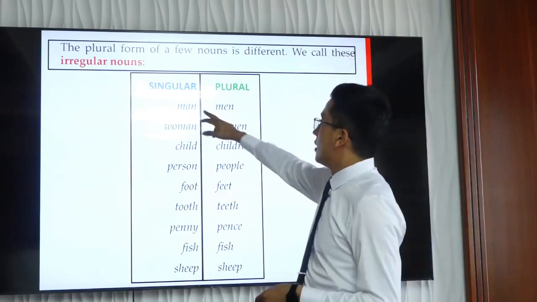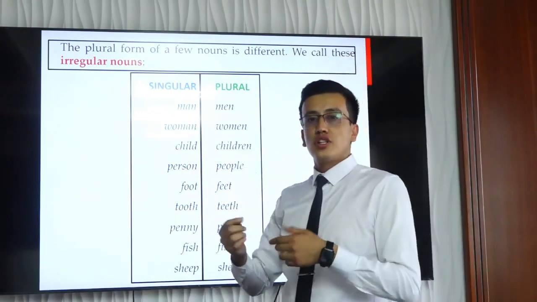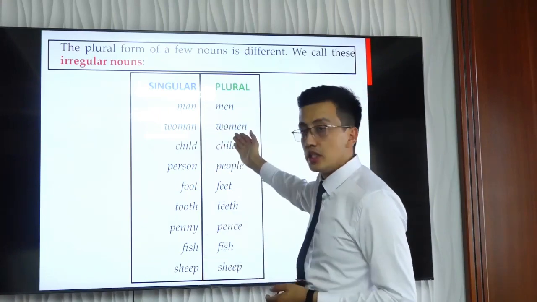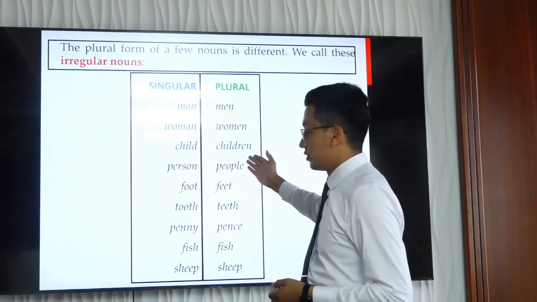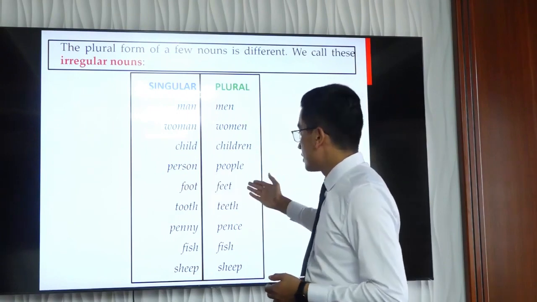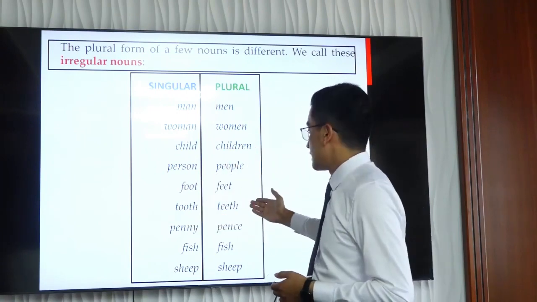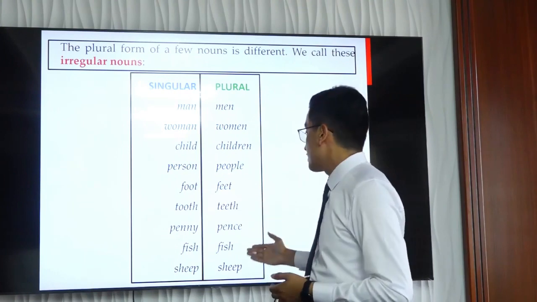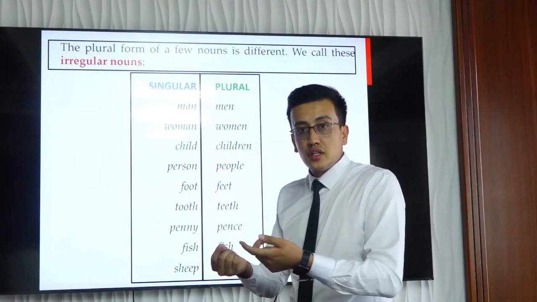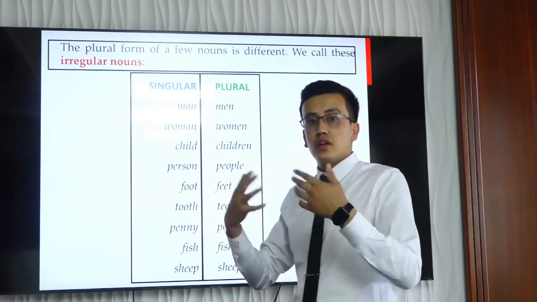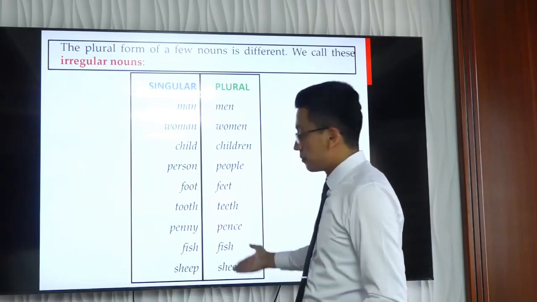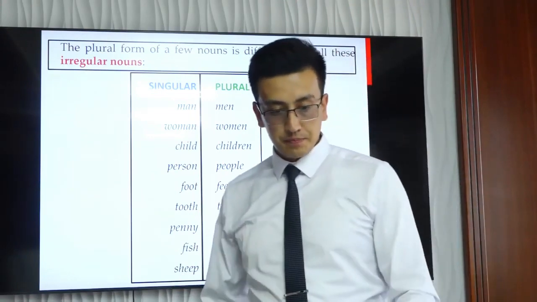For example, look here: man, and in plural it's not mans, but men. Woman, women, child, children, person, people, foot, feet, tooth, teeth, penny, pence, fish. And in the plural, pay attention, it's also fish. This can be one or this can be many, they are also fish. A fish or many fish. And sheep is also identical with fish.